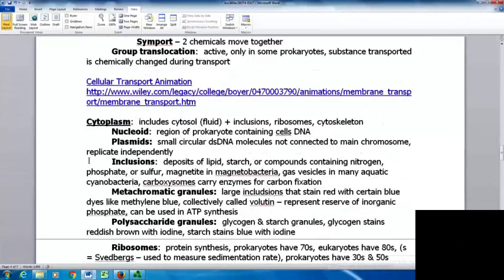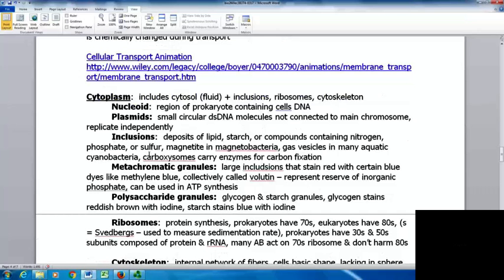The cytoplasm is going to include your cytosol, which is the fluid portion, inclusions, ribosomes, and the cytoskeleton. The nucleoid is the region of the prokaryote that contains the DNA. Plasmids are small, circular, double-stranded DNA molecules. They're not connected to the main chromosome, and they will replicate independently.